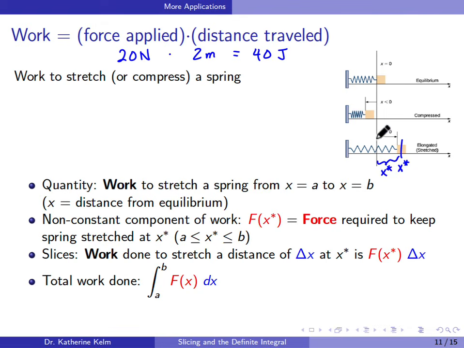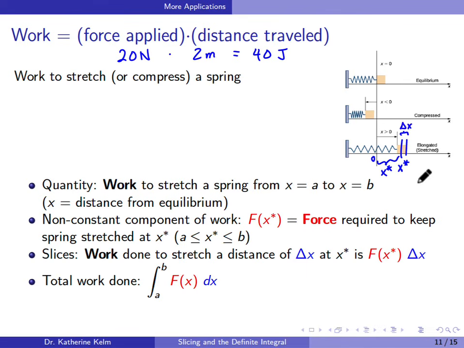So if we consider this to be the origin, then this value of x is x star. We're going to slice this work, which means we are applying a force capital F of x star, and we are stretching this spring just a little bit. And by just a little bit, I mean delta x.